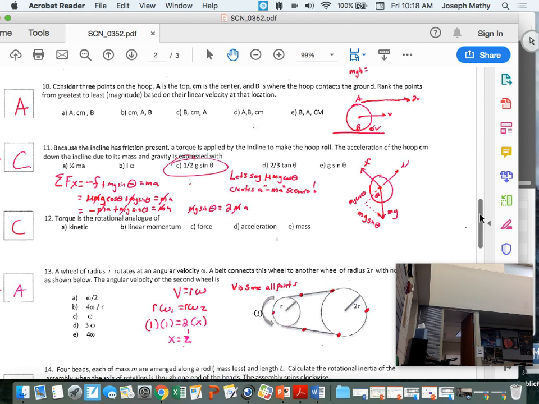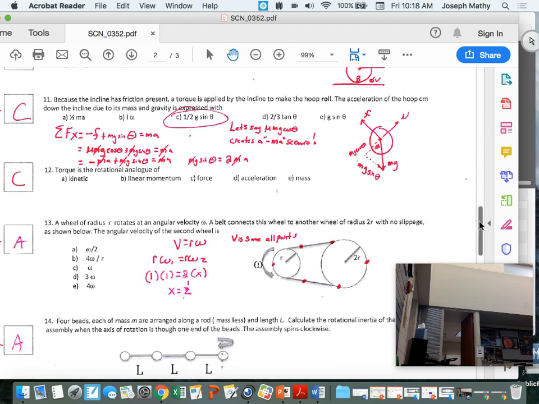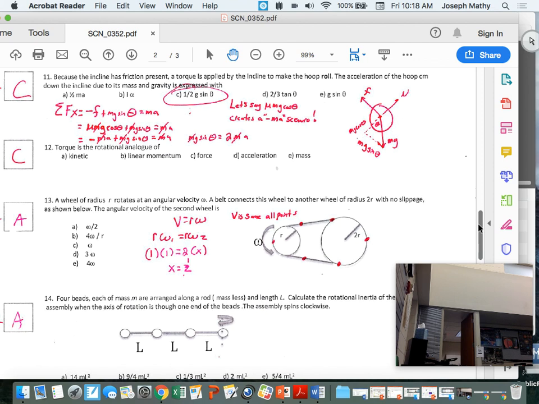So if you put negative ma into this equation, you will end up with mg sine theta equals 2ma. And that's the same thing as dividing by 2 on both sides. So a equals 1/2 g sine theta. That's complicated. I get that. That's a little tricky. I also get that.